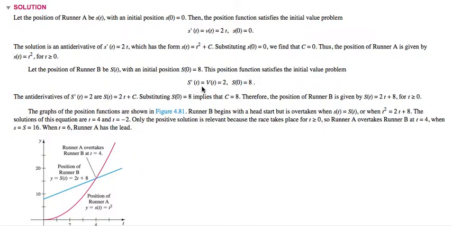And we work out the similar position for the initial value problem for runner B. We have s prime of t equals v of t equals 2, and at 0 we have the value 8. Since the derivative is 2, the position function is 2t plus a constant. Substituting in what we know, we get that c equals 8, so the position of runner B is given by 2t plus 8 for all time greater than 0.